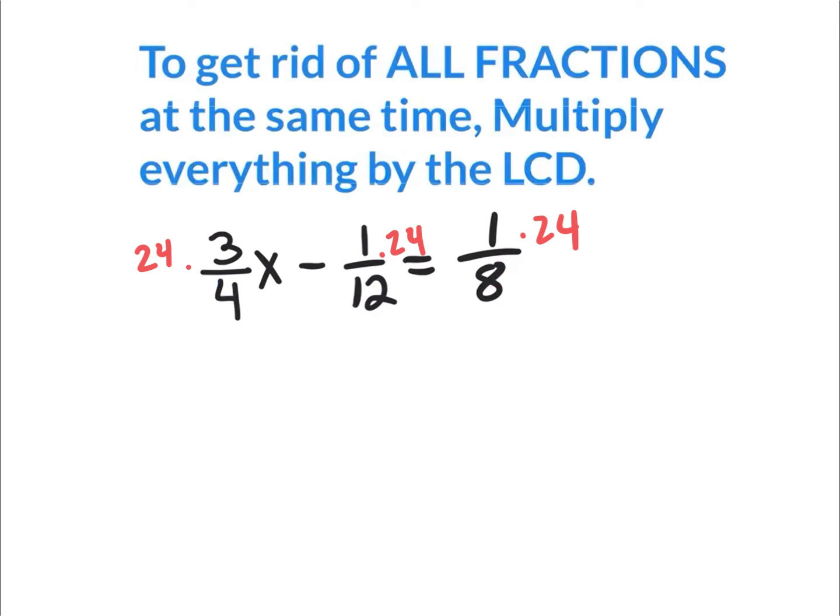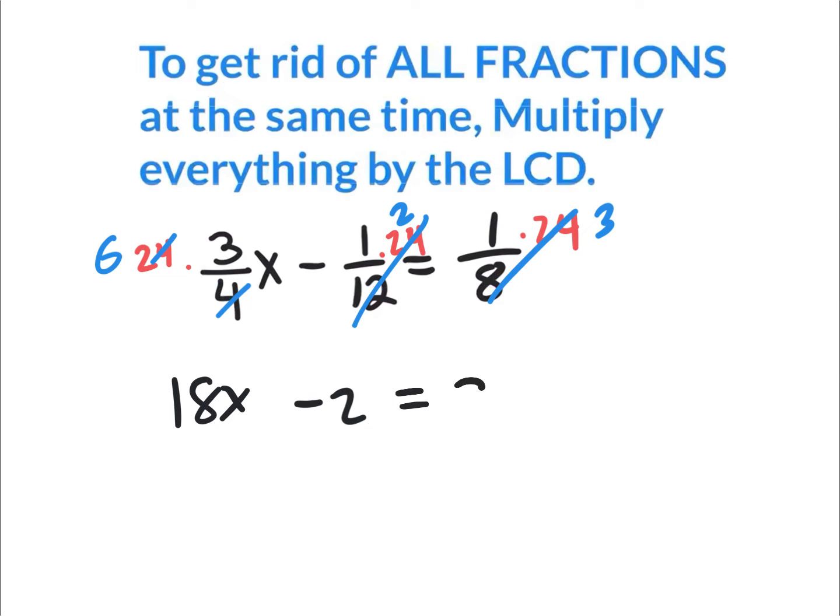24 divided by 4 is 6. And up here, 6 times 3x is 18x. And then over here, we have 24 divided by 12. That's 2. And of course, negative 1 times 2, that is negative 2. And last but not least over here, 24 divided by 8, that's 3. And of course, 1 times 3 is 3. So we have equals 3. So we have the same equation that we had before. We just got rid of all 3 fractions at the same time by thinking of the LCD.